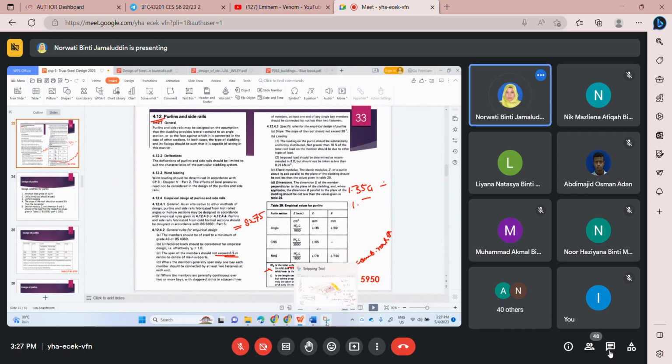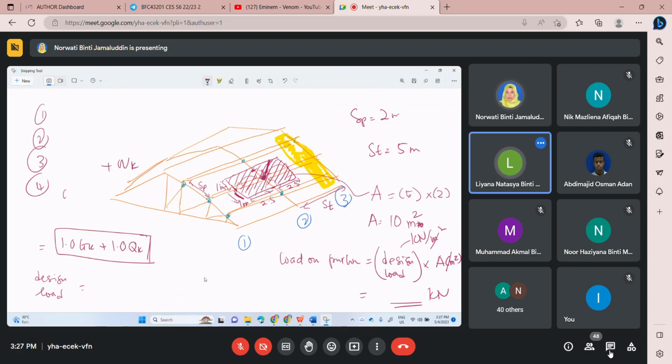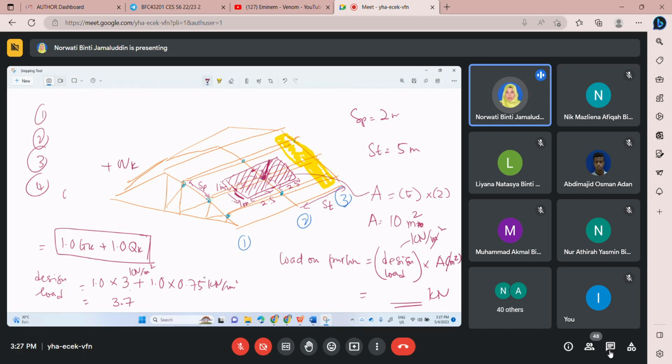Boleh faham? Okay, faham Doktor. Thank you Doktor. Okay, 1.0 GK berapa tadi? GK berapa please? 3 Doktor. 3 plus 1.0 QK 0.75. Remember unit. So this one is like 3 plus 0.75, which is 3.75 kilonewton per meter squared.